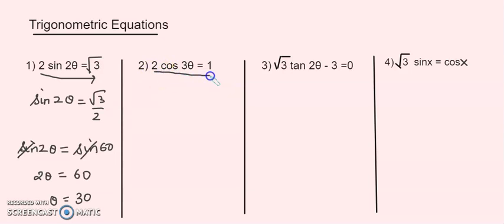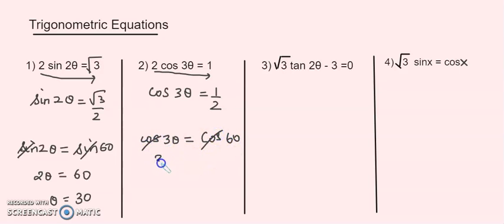Let's go to the next question. Again, we are going to shift the 2 to the other side. So we get cos 3 theta equal to 1 by 2. Which angle of cos is half? Yes, it's 60. So cos 3 theta equals cos 60, which gives us half, right? So cos and cos get cancelled off. You get 3 theta equals 60. So theta is 60 divided by 3, which is 20 degrees, right?